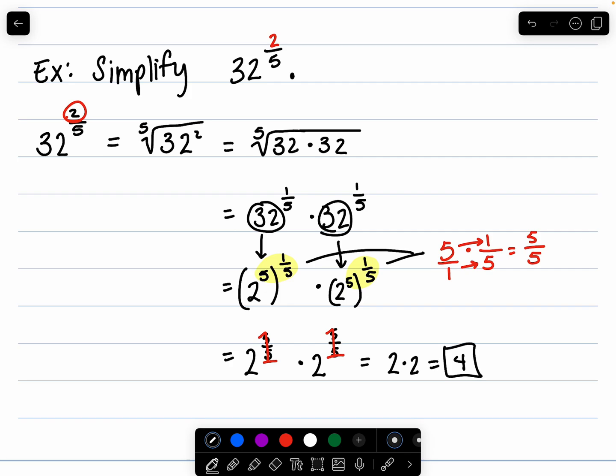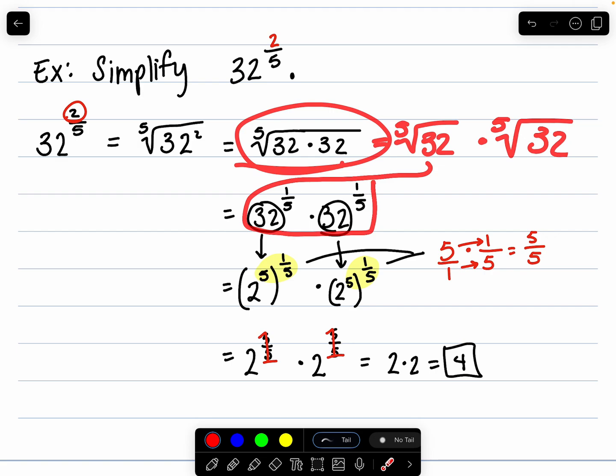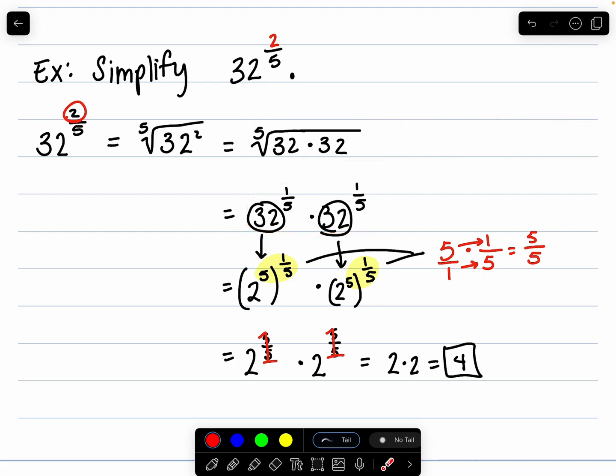So those are 2 ways you can do this problem. This is also a property. Whenever you get this, it actually equals the fifth root of 32 times the fifth root of 32, which can be rewritten as this here. Okay, again, if you have any questions, write it in the comments.